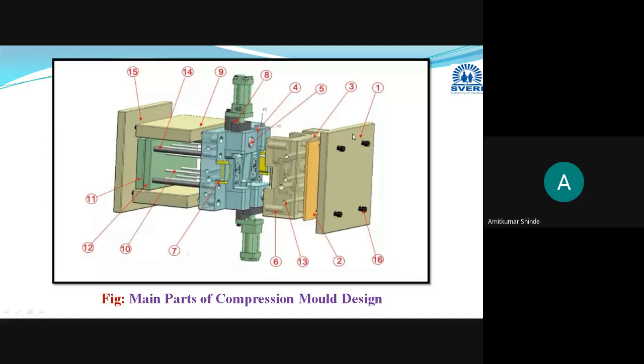Now, what is the function of this top plate? It is connected to a hydraulic arrangement. With the help of that, you can apply the pressure during the compression stage or pressing stage. This is termed as the top clamp plate. This is the first part.